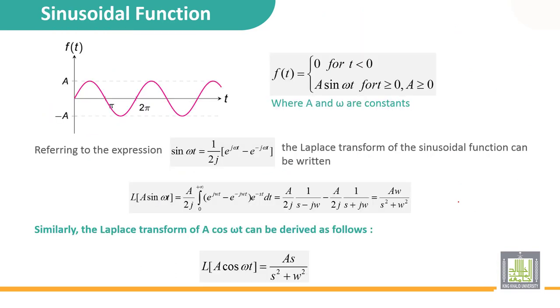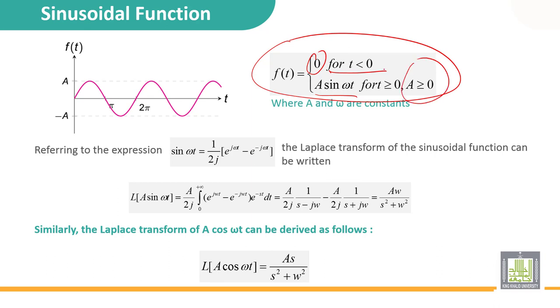Now we will discuss the Laplace transform of the sinusoidal function. The sinusoidal function is given by this equation: f of t equals 0 if time is negative, and equals a sine wt for t positive. A and w are positive constants, and a positive is important.